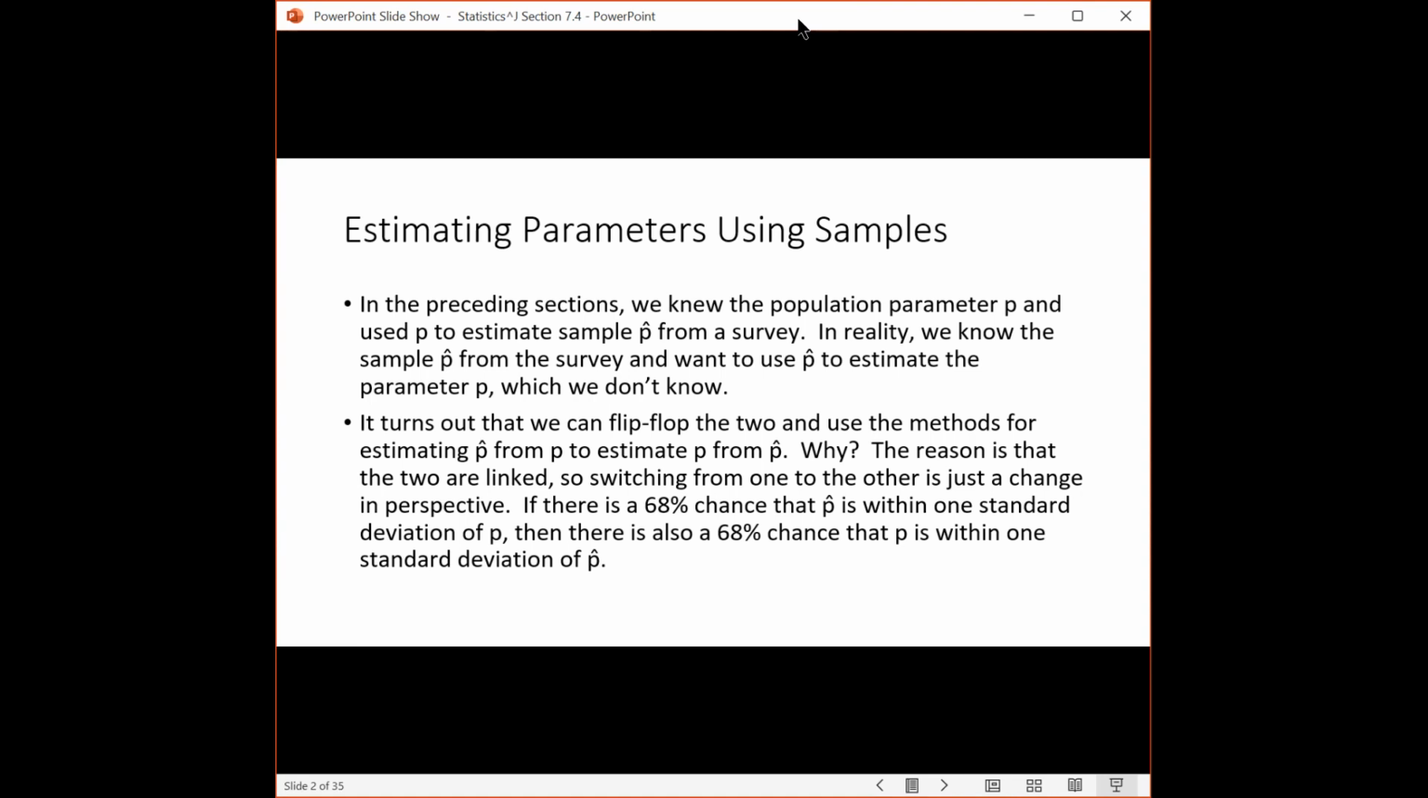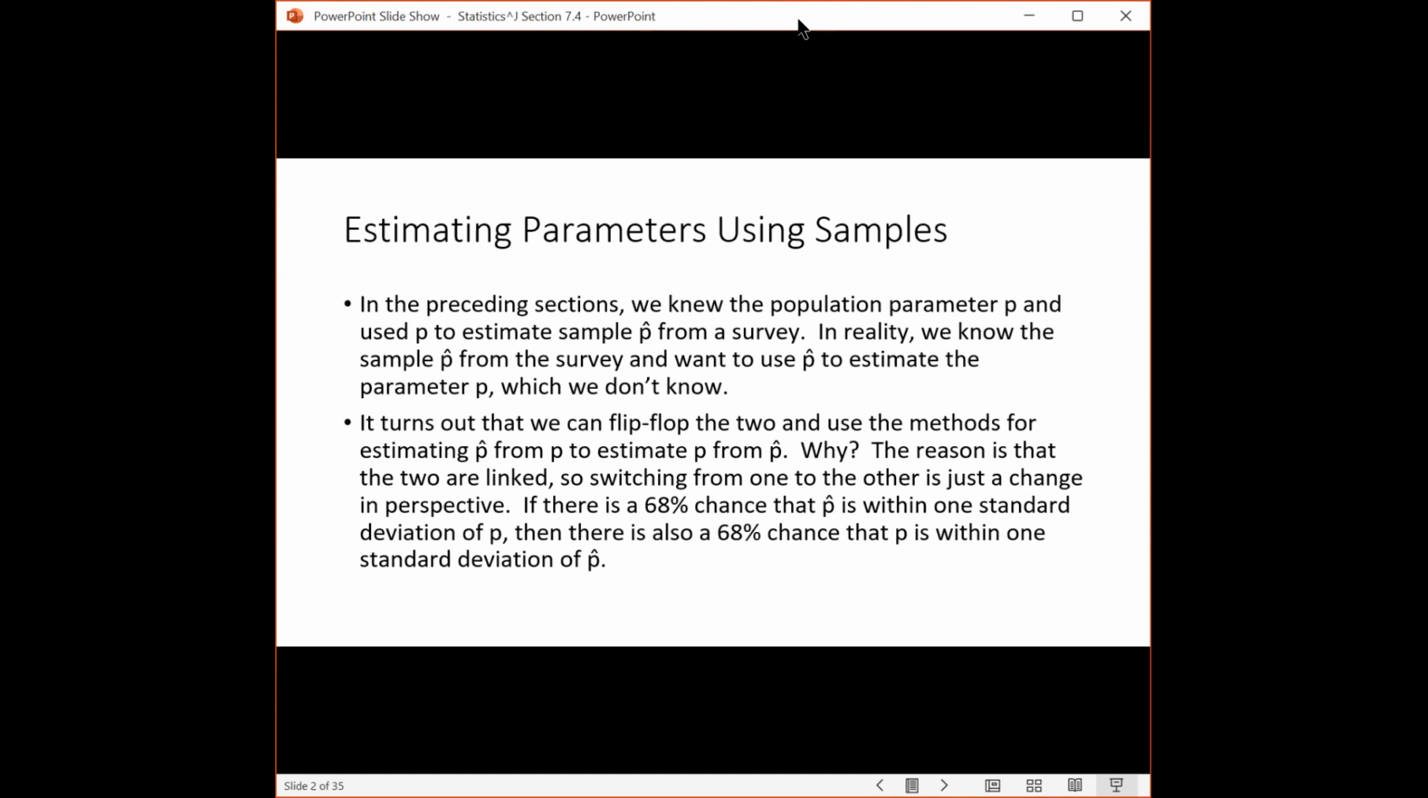We know the sample p hat from the survey and want to use p hat to estimate the parameter p, which we don't know. It turns out that we can flip-flop the two and use the methods for estimating p hat from p, which we've done previously, to estimate p from p hat. All right, so why? The reason is that the two are linked. So switching from one to the other is just a change in perspective.